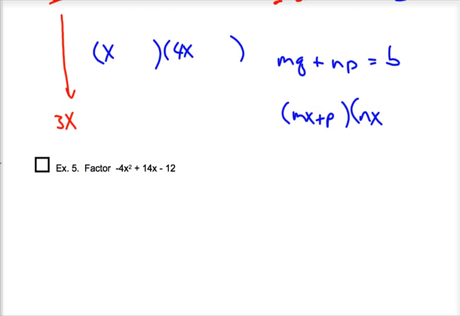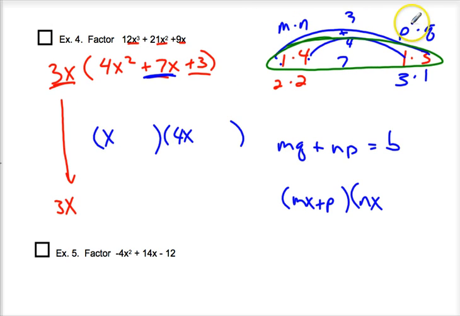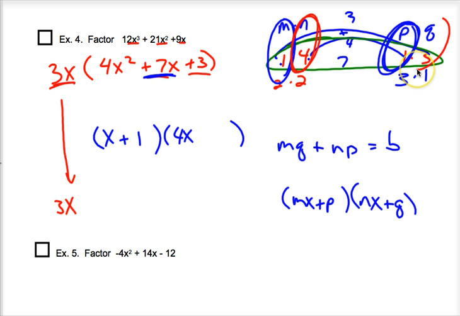Well, what's p? P is the first number. So what happens is the first number here goes with the first number here. So it's x plus 1. And then what's q? That's the second number. So my second number, 4, goes with my second number, 3. So it's 4x plus 3.